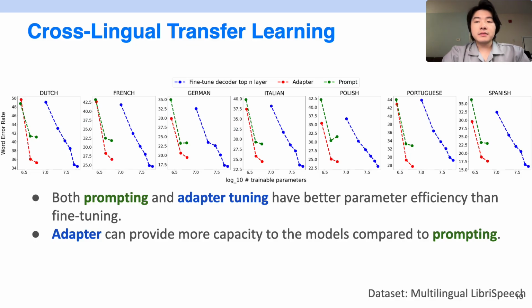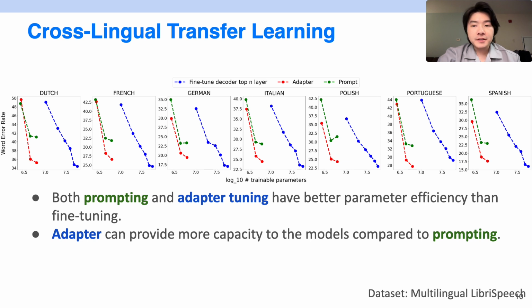And to study if prompting and adapter tuning can achieve parameter efficiency on an encoder-decoder speech model, we first conduct a cross-lingual transfer learning experiment. Since the pre-trained model, Wave2Seq, is trained on LibriSpeech, which is English-only data, if we want it to perform cross-lingual speech recognition, it will involve some domain adaptation. And in this experiment, we use Multilingual LibriSpeech and perform prompting and adapter tuning on top of Wave2Seq. And this experiment compares prompting, adapter tuning, and naive fine-tuning for the cross-lingual transfer learning.